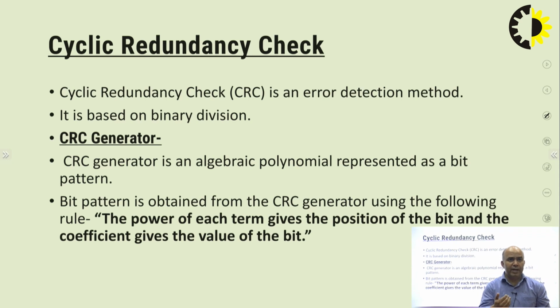If we have a polynomial representation of the data, then we have to convert it into the bit pattern. Or if the data is already given to you in the form of bits, then you can generate the code words for that. So, CRC is an algebraic polynomial representation as a bit pattern. The bit pattern is obtained from the CRC using the following rules: the power of each term gives the position of the bit, and the coefficient gives the value of the bit.